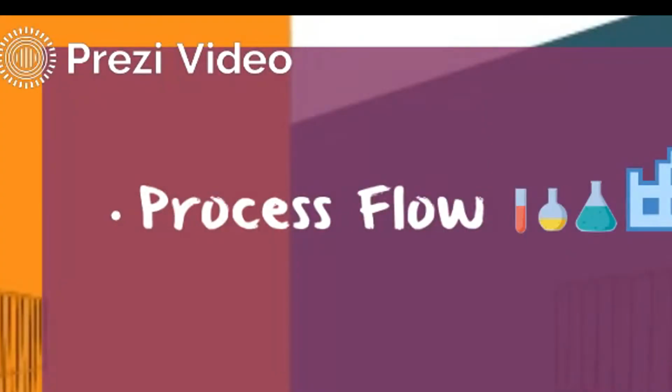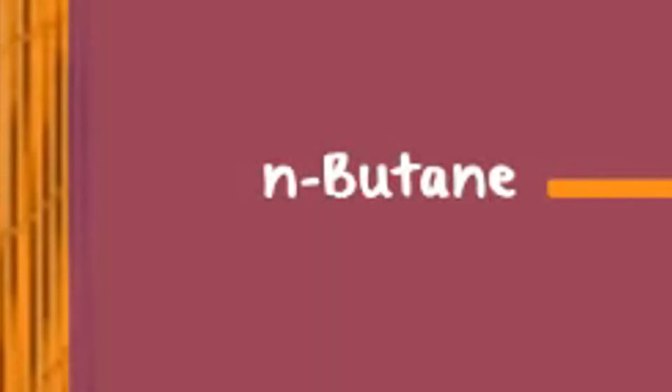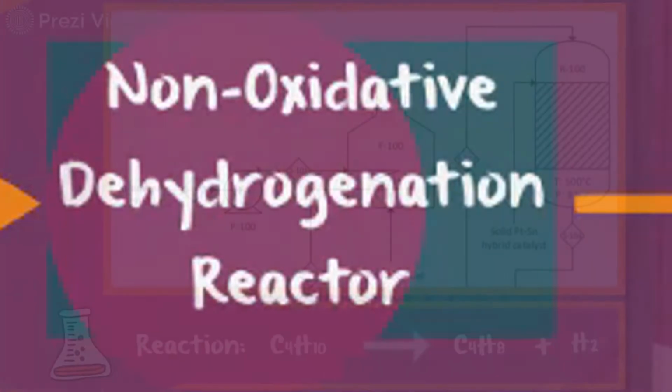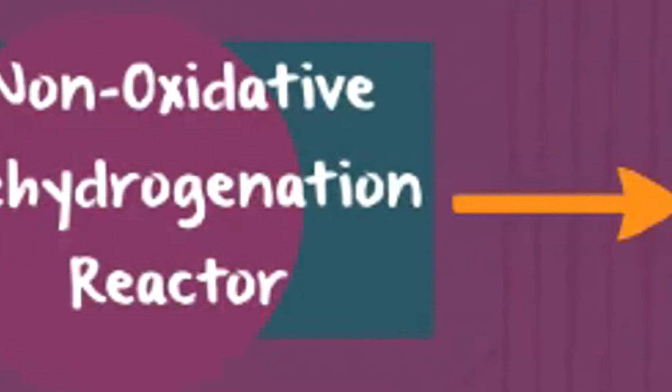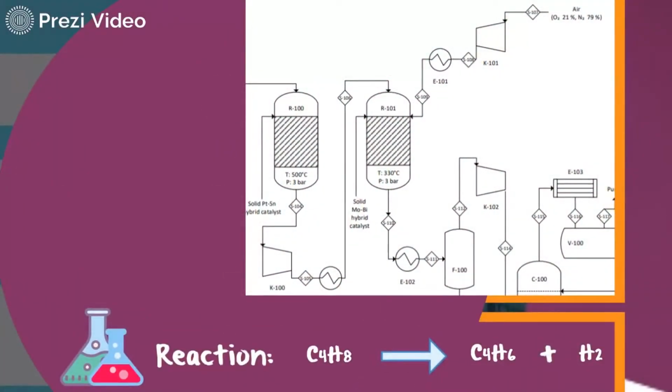Okay, now let's talk about the process flow. It's going to be a little bit complicated, so just bear with me, okay? I'm going to explain it as simply as I can. We have N-butane. This N-butane goes to a reactor called a non-oxidative dehydrogenation reactor, which converts butane to butene. Now this butene has to be converted to butadiene, which uses a reactor called an oxidative dehydrogenation reactor.